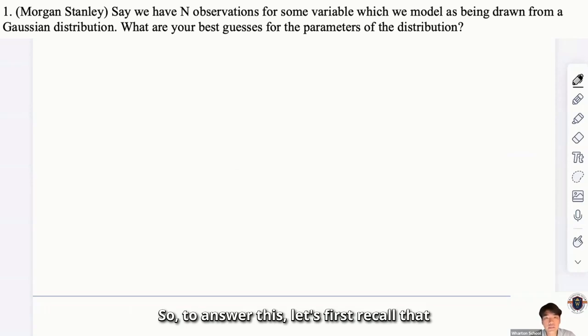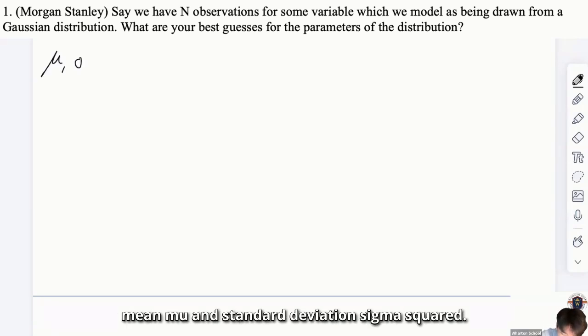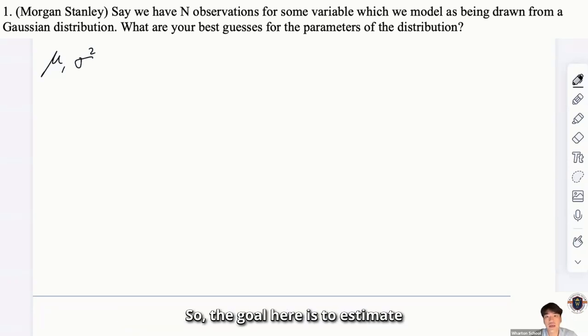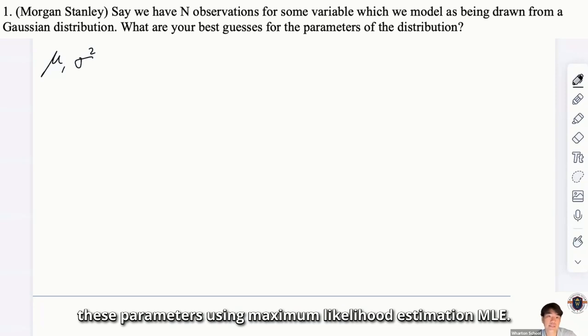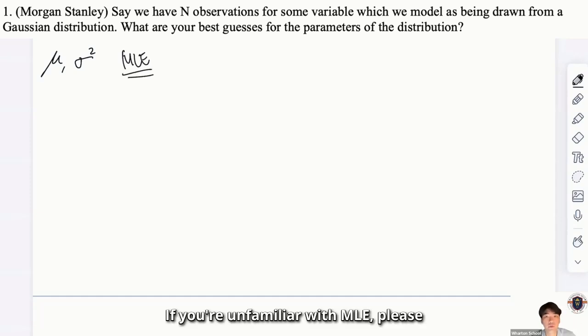So to answer this, let's first recall that a Gaussian distribution is defined by 2 parameters, mean mu and variance sigma squared. So the goal here is to estimate these parameters using maximum likelihood estimation, MLE. If you're unfamiliar with MLE, please refer to the previous video. So what was our likelihood estimation of the normal distribution?